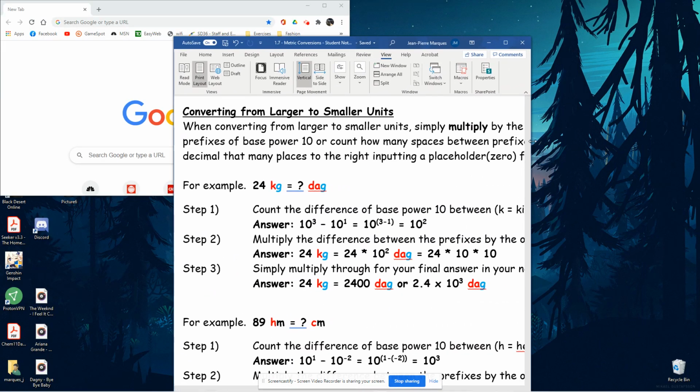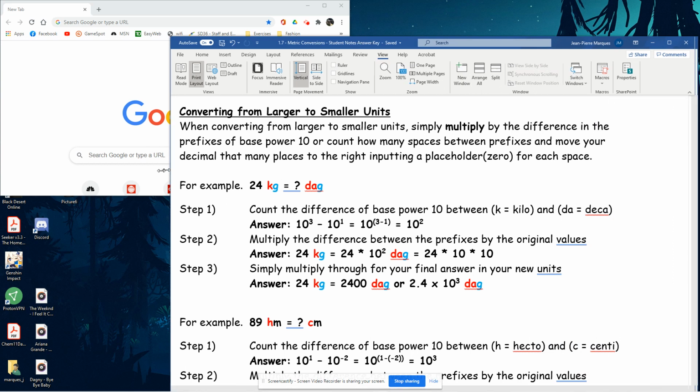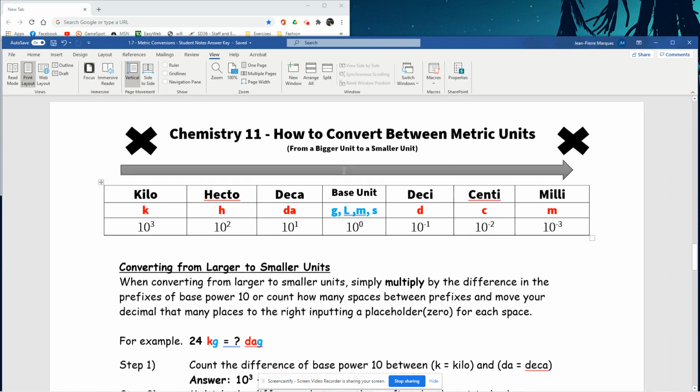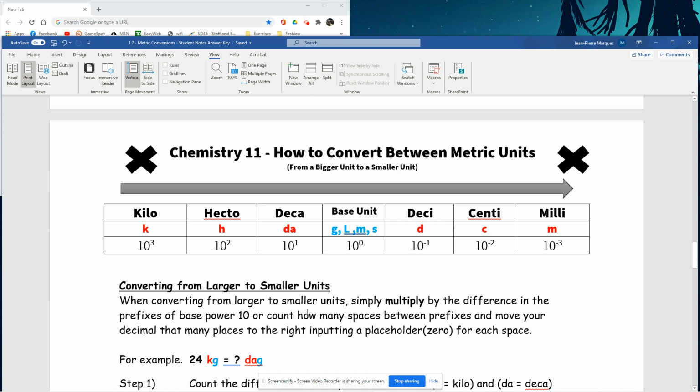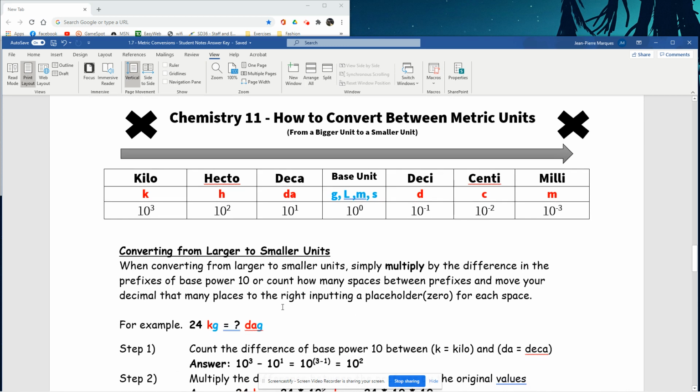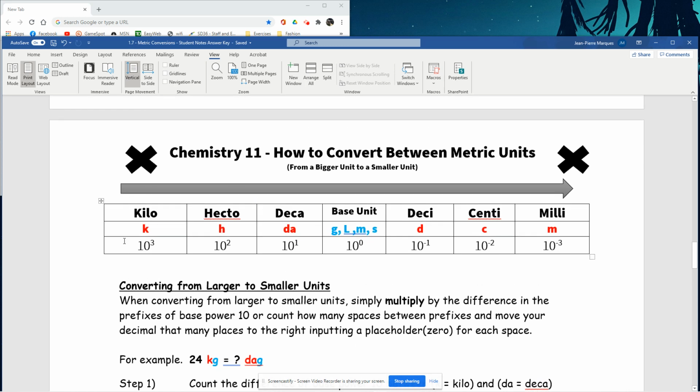Okay, so for our conversions here, the first step, and always the first step, is to identify your starting unit and compare it to the unit you want to convert into. When you are going from a bigger unit to a smaller unit, you are going to be increasing your value. And therefore, you're going to be multiplying by the differences between the prefixes.